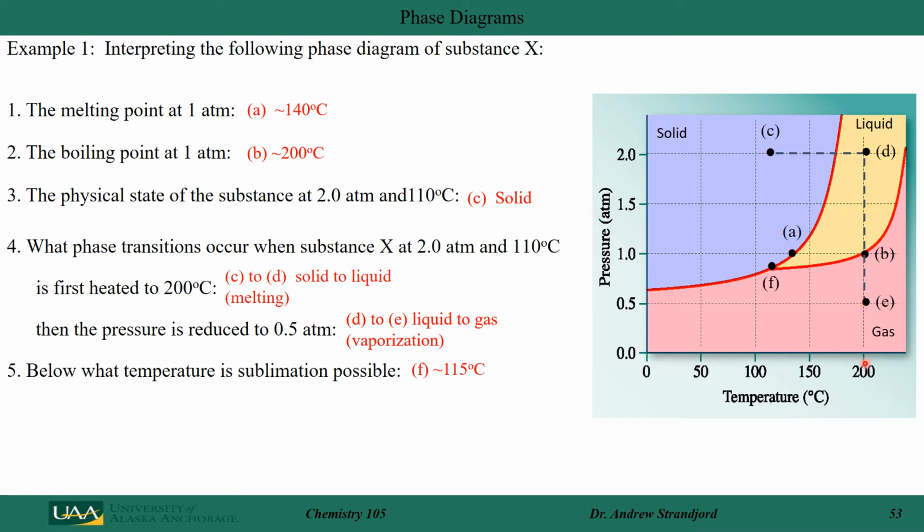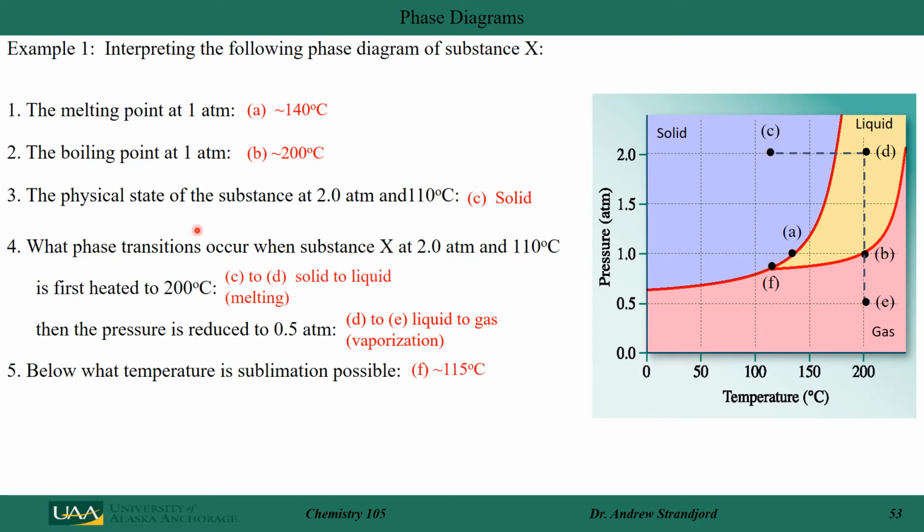I come down here, and the temperature is 200 degrees. So this substance actually boils at 200 degrees C at 1 atmosphere. Let's also now find out what is the physical state of a substance at 2 atmospheres and 110 degrees. So at 2 atmospheres, I'm going to come over to 110. That's point C here. So my substance at this temperature and pressure is actually a solid.